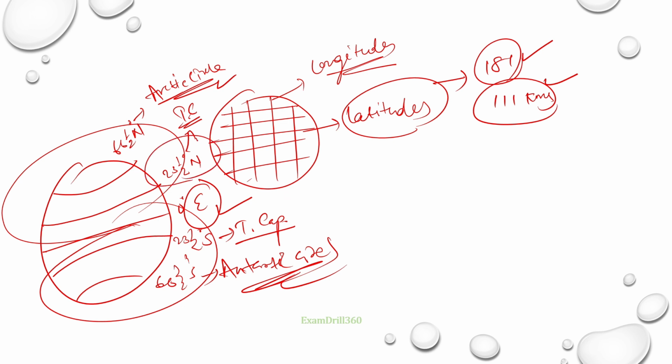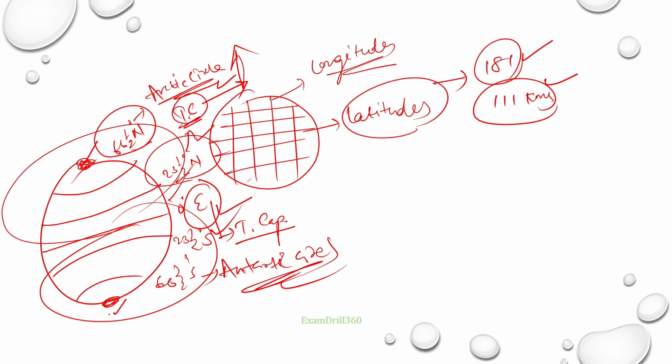And at 23 and a half degrees north, the Tropic of Cancer, the sun moves to its maximum northward position, up to the Tropic of Cancer. We know this. And similarly, at the Tropic of Capricorn, the sun moves to its maximum southward position. Got it? And north of this Arctic Circle, this region, there are 6 months of day and 6 months of night. Similarly, south of the Antarctic Circle at 66 and a half degrees, there are 6 months of day and 6 months of night.